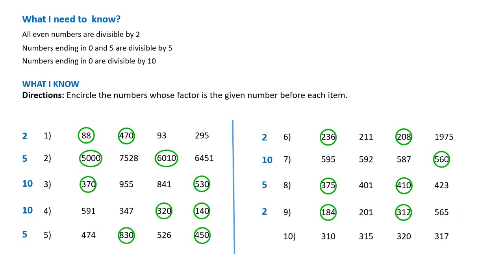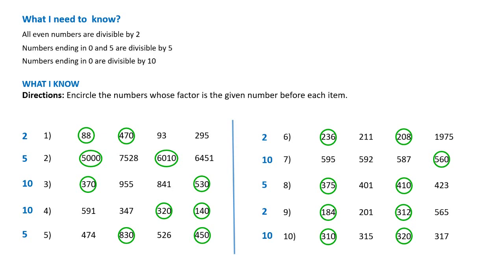The last batch is, tingnan natin kung alin sa kanila ang divisible by 10. 310. 0 ang last digit number, so divisible siya by 10. 315. 5 ang last digit number, so hindi siya divisible by 10. 320. 0 ang kanyang last digit number, so divisible siya by 10. 317. 7 ang last digit number, so hindi siya divisible by 10.